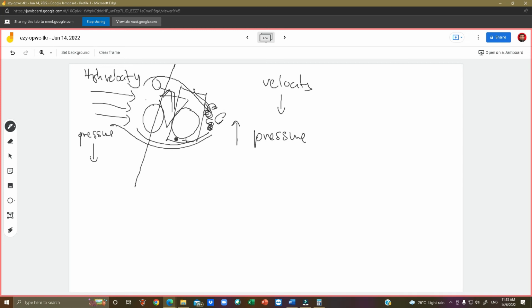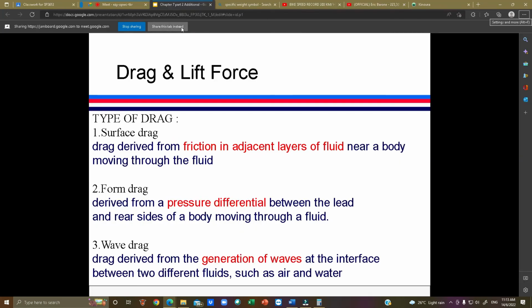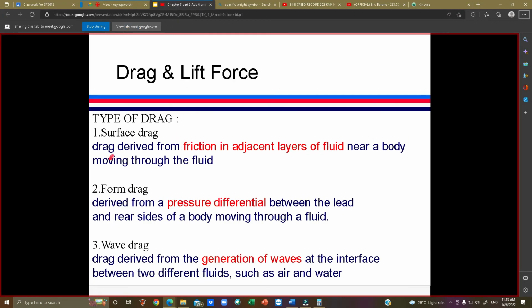And this wobble, this difference in drag pressure from front and end, is known as form drag.